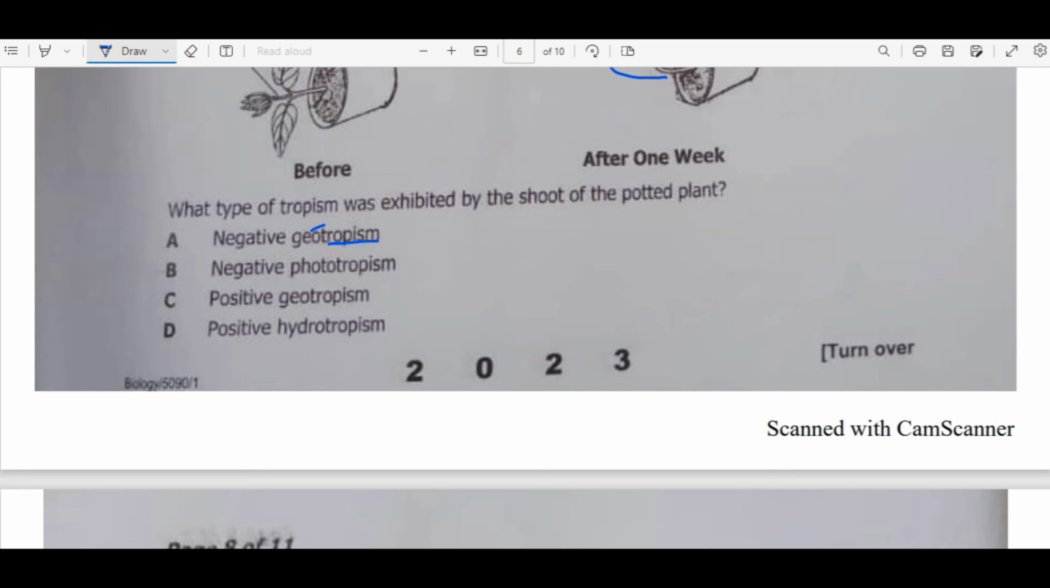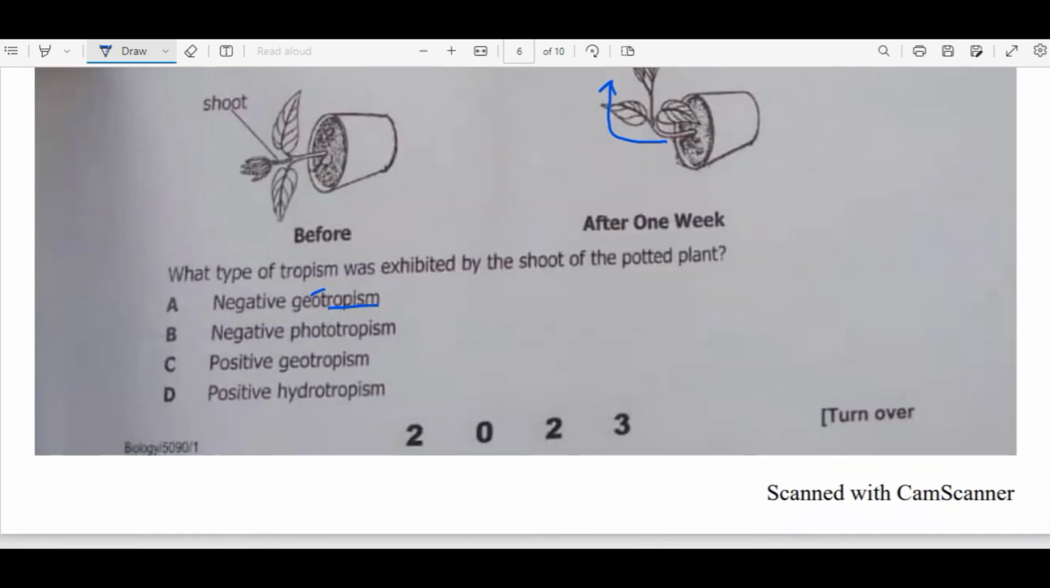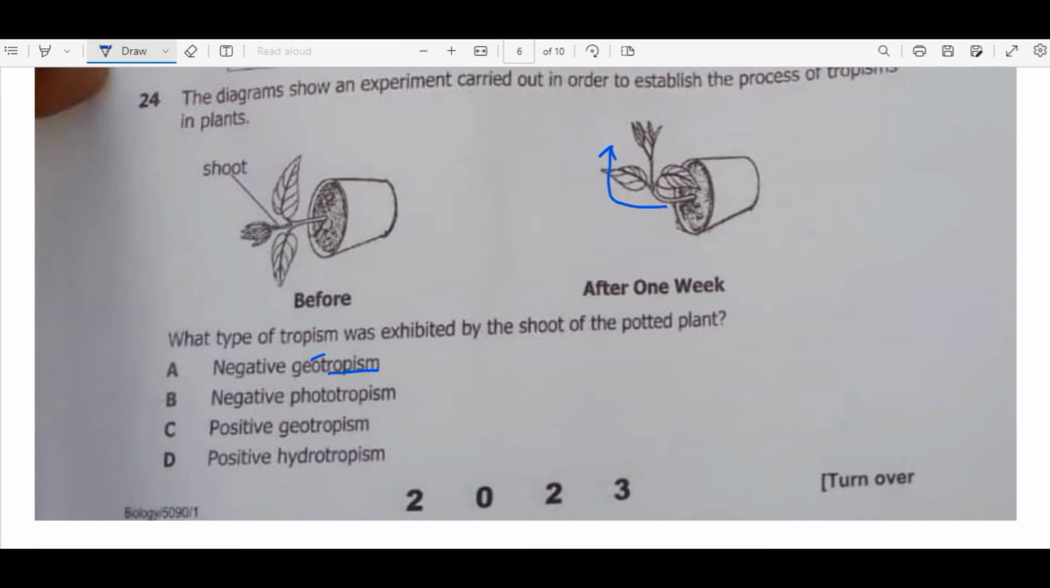And then the other one is negative phototropism. So photo means light, and then tropism means response. Now here you don't have light there, so we may not know if it was responding to light. We don't know. And then positive geotropism, that is where it is responding to gravity. And then positive hydrotropism, so hydro means water, so it is responding to water. So here when you look, we don't have water, so the only answer here is negative geotropism, because it is opposite to earth. So the answer here, it is A. So we can move.